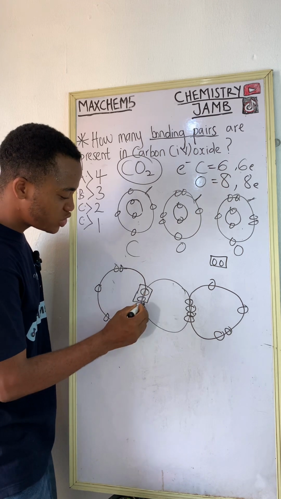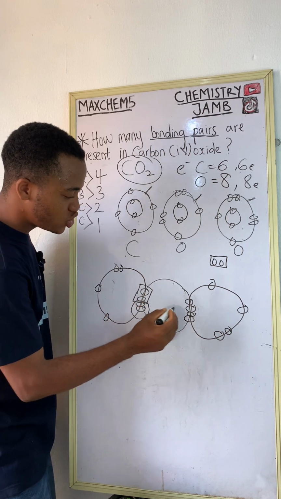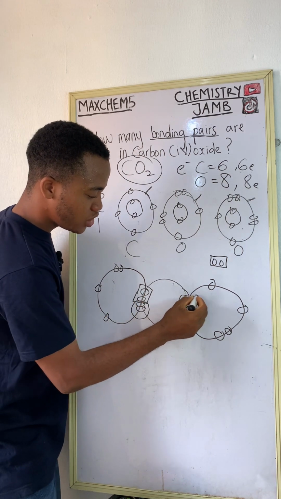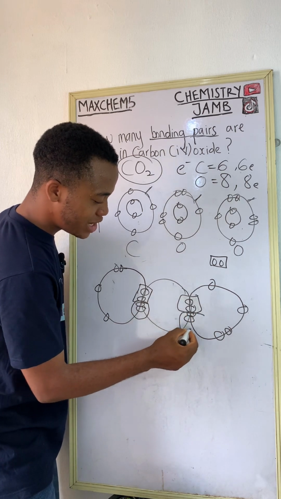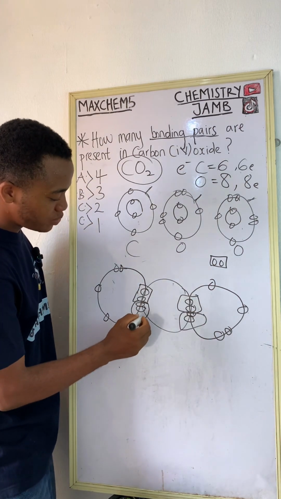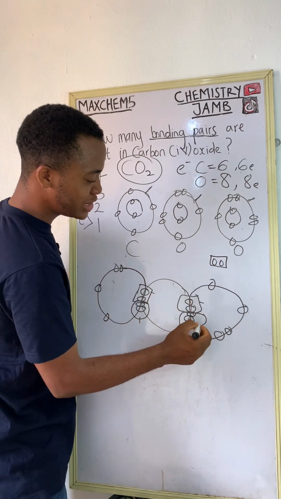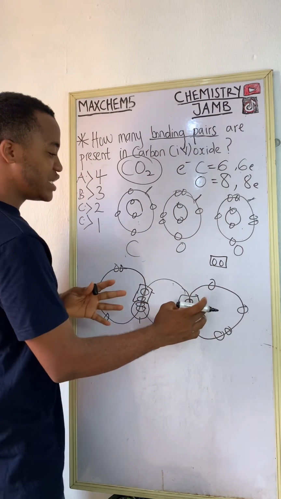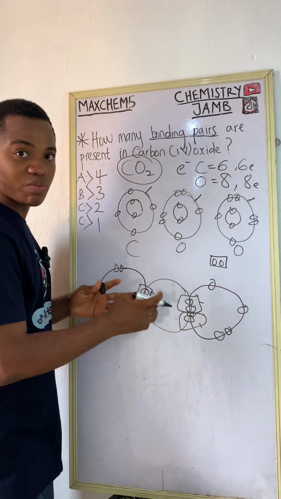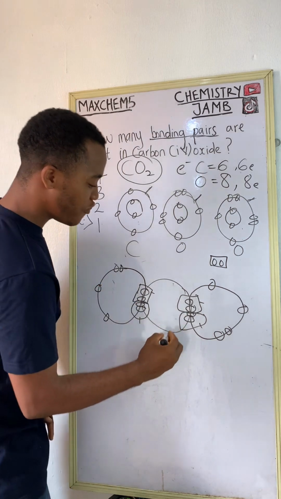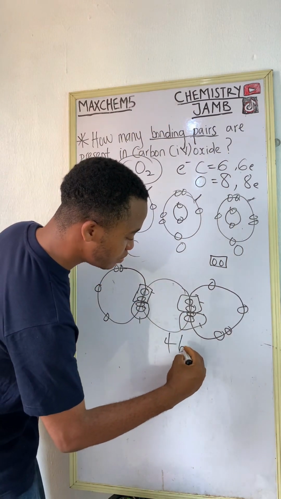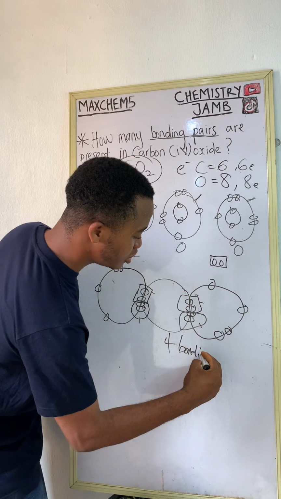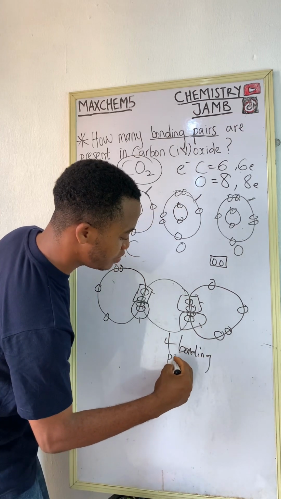That means we need to divide them into 2, 2, right? So I'm dividing them into 2, 2. If you divide them into 2, 2, that means 1 electron pair. So this is 1 electron pair, this is 1 electron pair, this is 1 electron pair, and this is another 1 electron pair. And all of these electron pairs are bonding electron pairs, right? I hope you get me. So we have 4 bonding pairs.